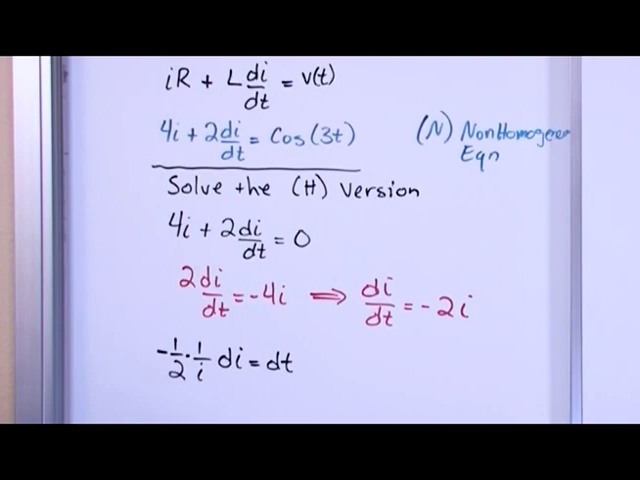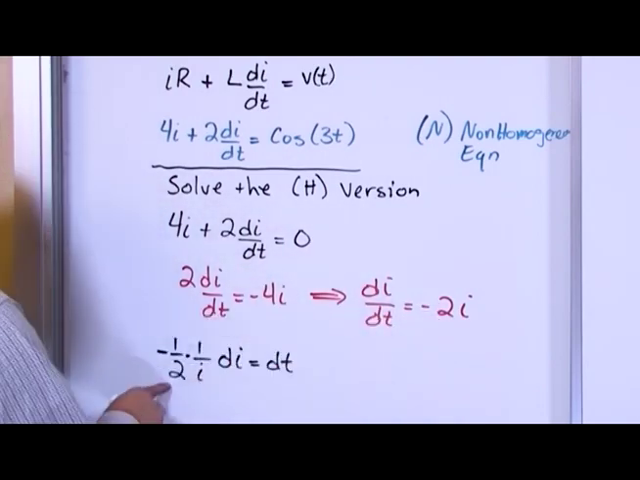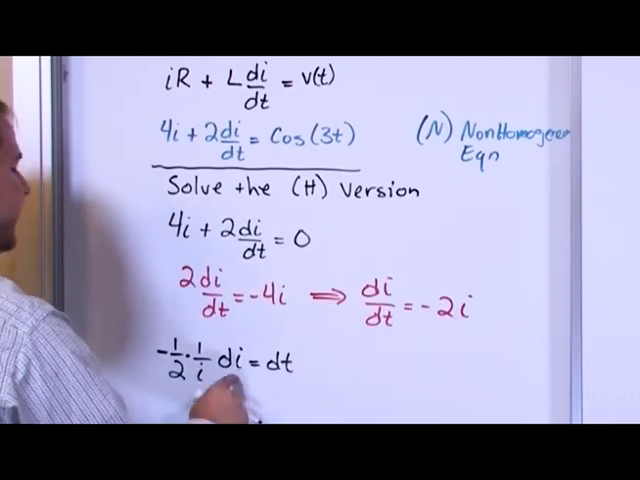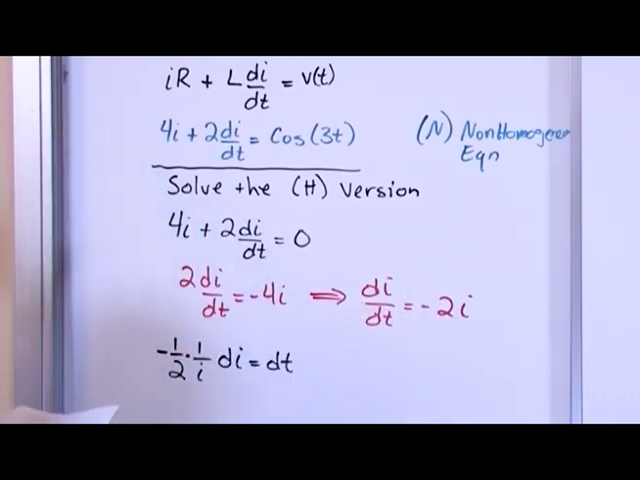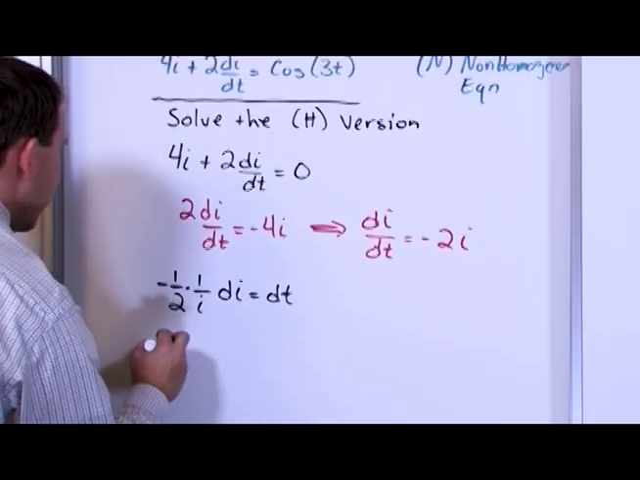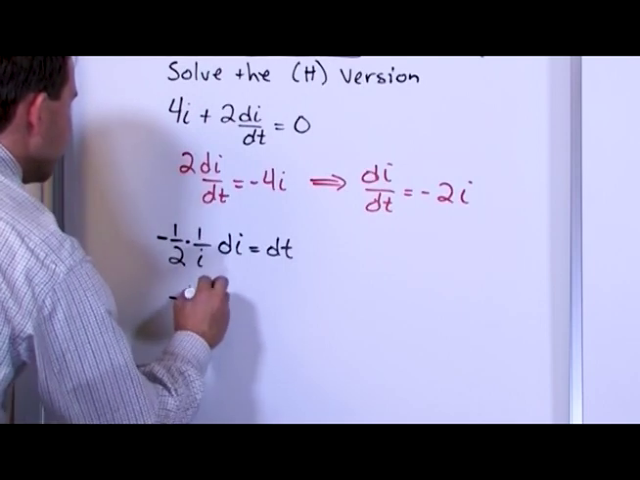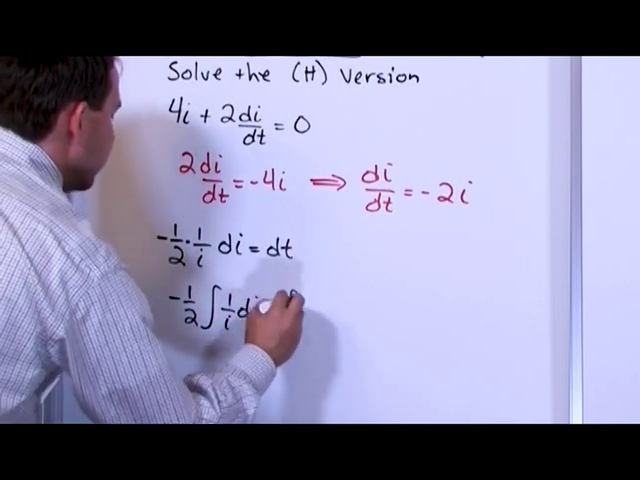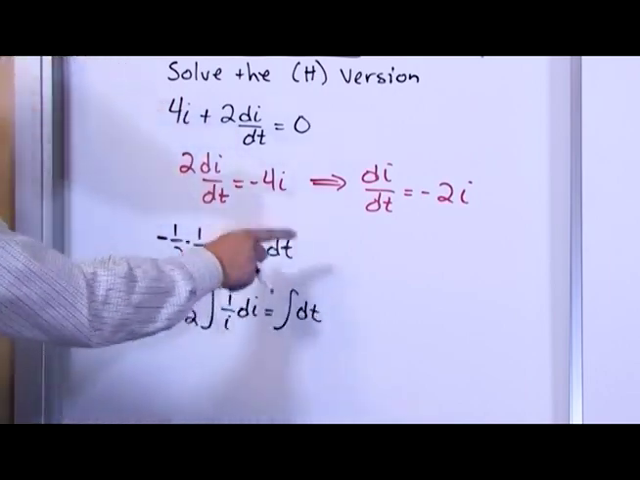You may do it a little bit differently on your paper, but basically I'm doing the same thing. I'm dividing by the negative 2, getting negative 1/2, I'm dividing by the I, getting 1 over I, di stays here, dt gets multiplied, moved to the other side. So now I can integrate both sides of this. I'm going to have negative 1/2 times the integral of 1 over I di is equal to the integral of dt. So I'm just integrating both sides.